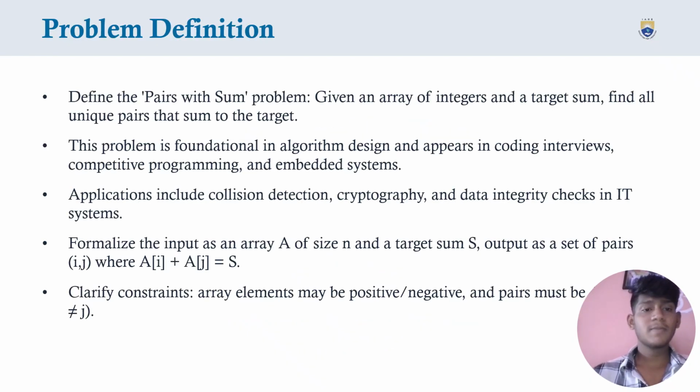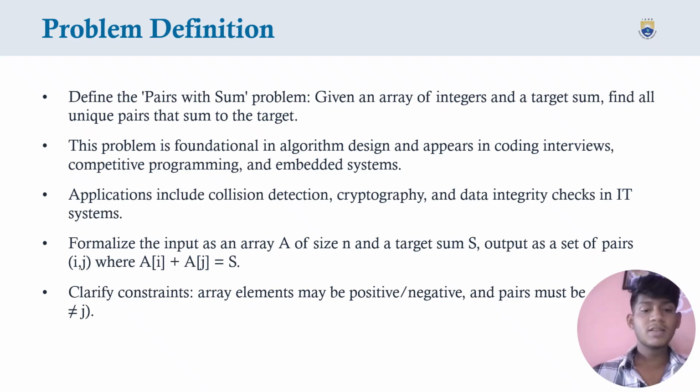Problem definition. Define the pairs with sum problem. Given an array of integers and a target sum, find all unique pairs that sum to the target. This problem is foundational in algorithm design and appears in coding interviews, competitive programming and embedded systems. Applications include collision detection, cryptography and data integrity checks in IT systems.